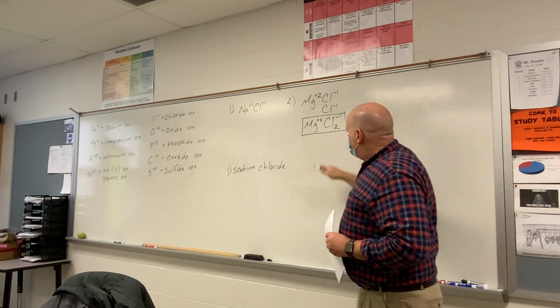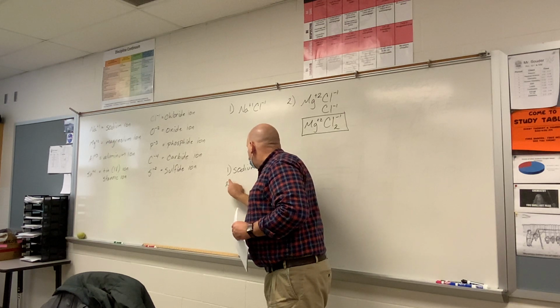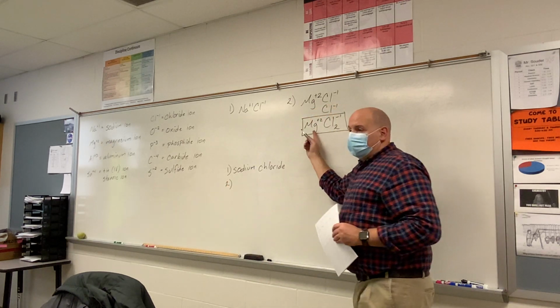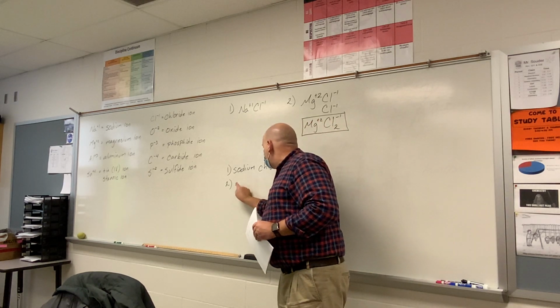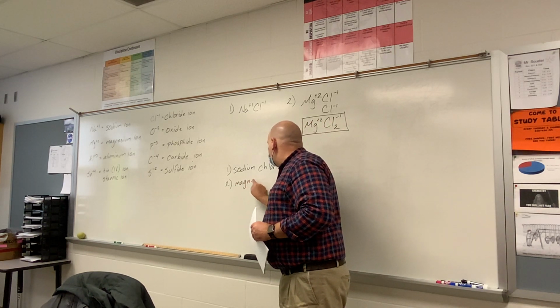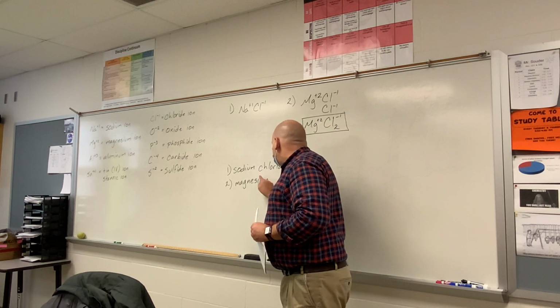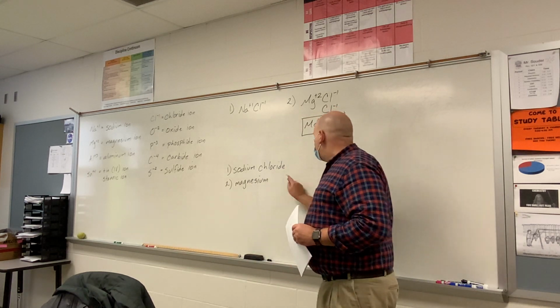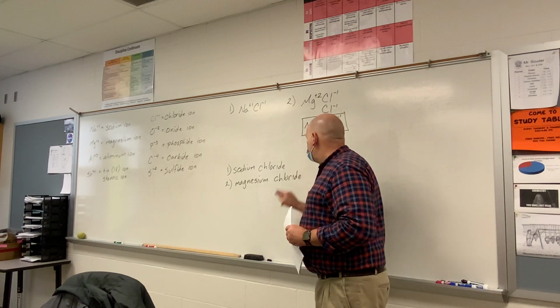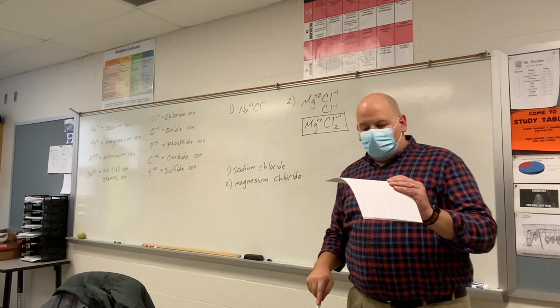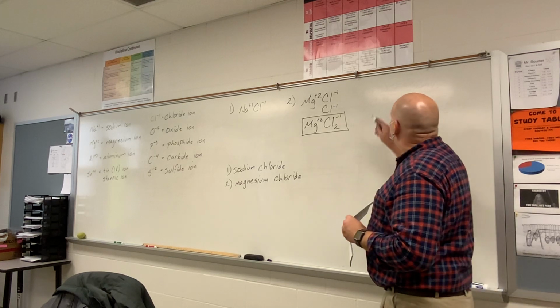Then for number 2 down below, you need a positive ion first, magnesium, and then a negative ion last, chloride. So magnesium chloride. Okay, let me skip over one. Let's go to number 4.